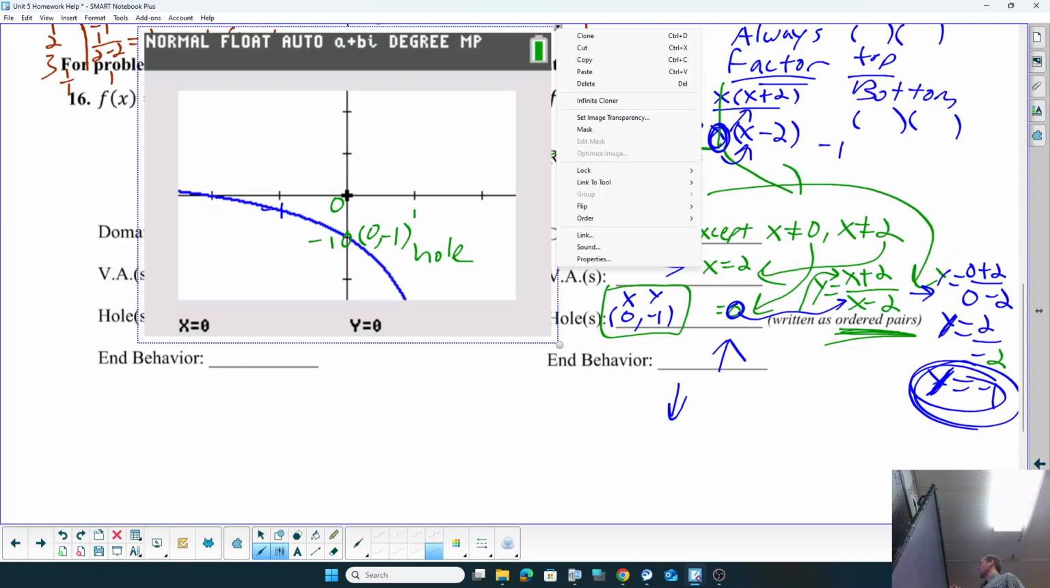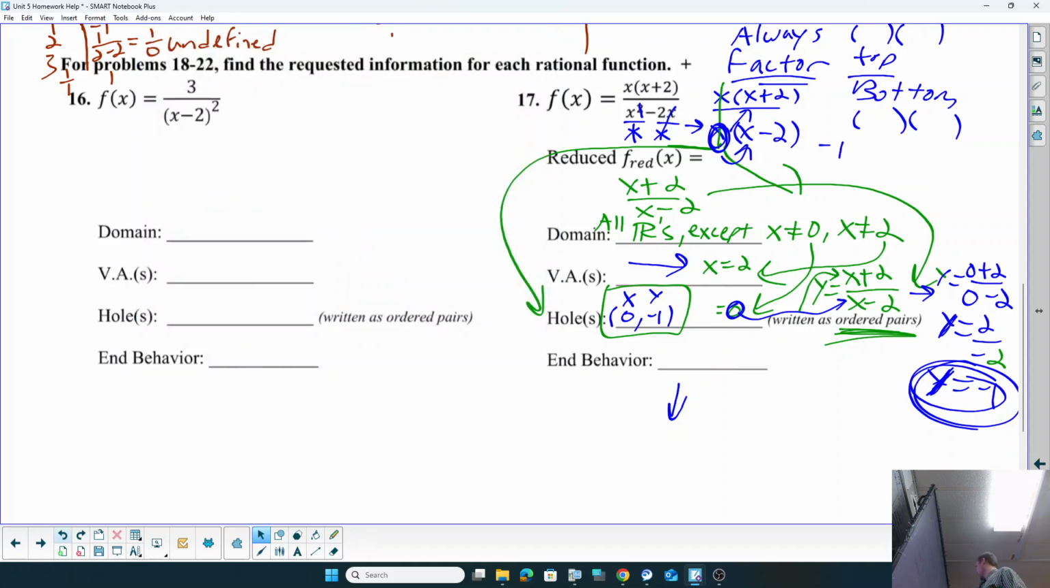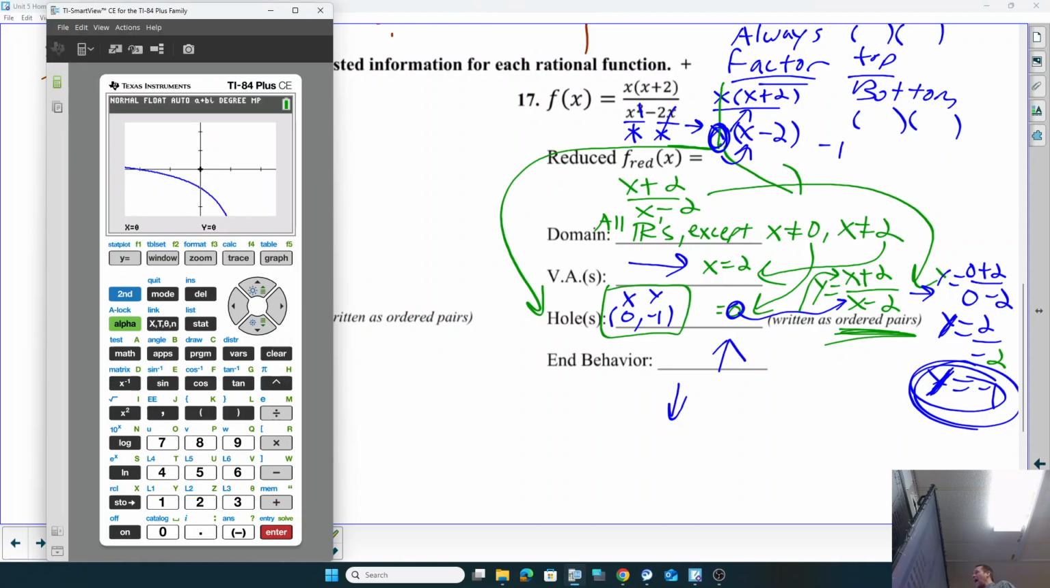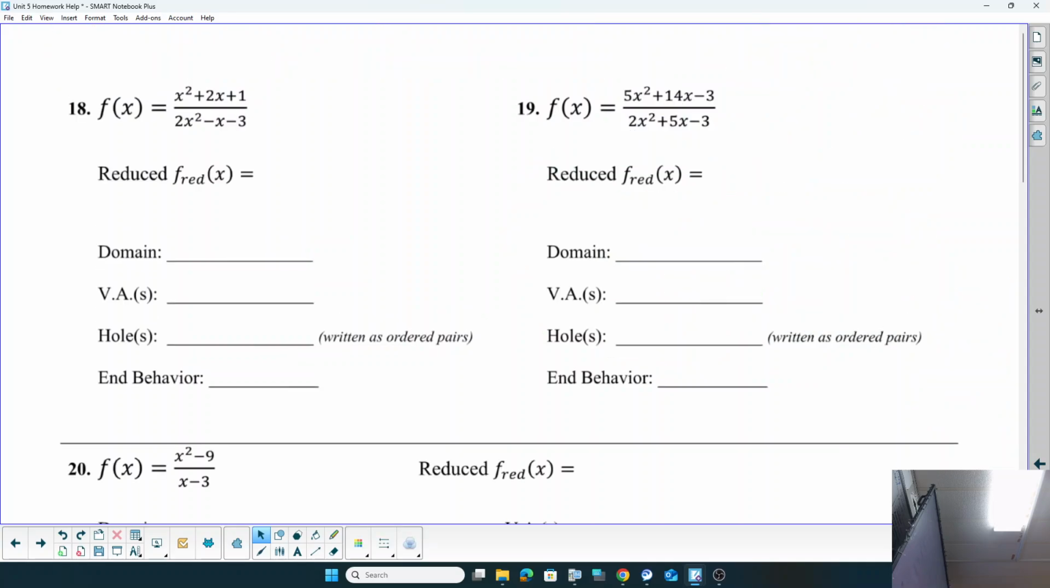Okay, so now let's think about our end behavior. Looking at our graph, let's zoom back out again. Our end behavior is going opposite directions, not up, up, or down, down. I guess you could say it's going down then up, right? So end behavior is going down then up. Cool. So there's our end behavior.